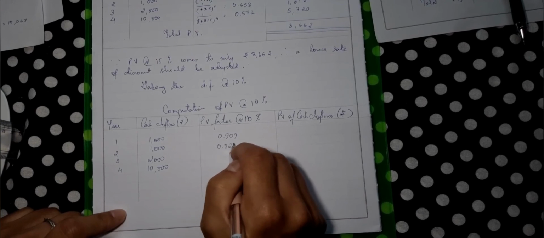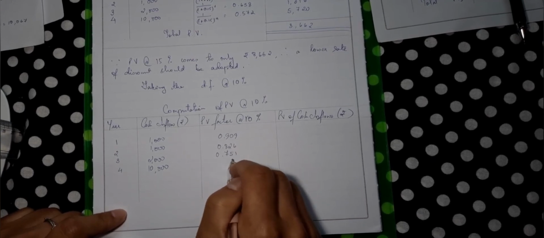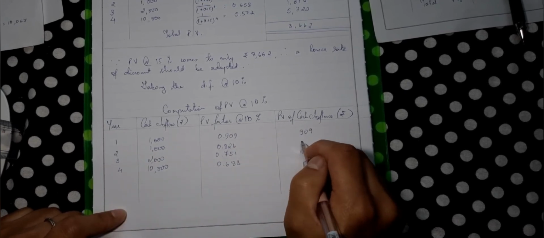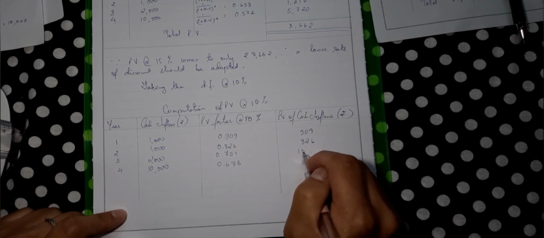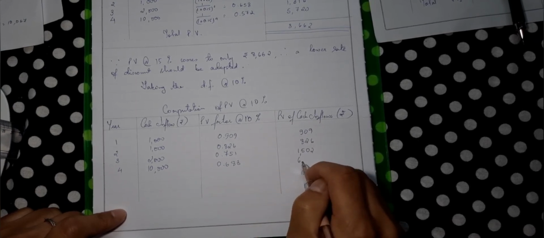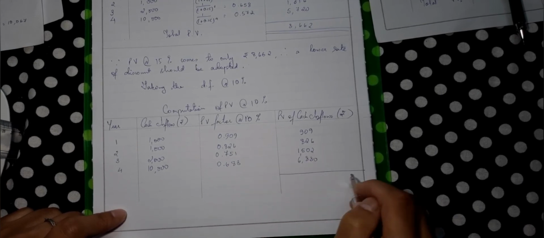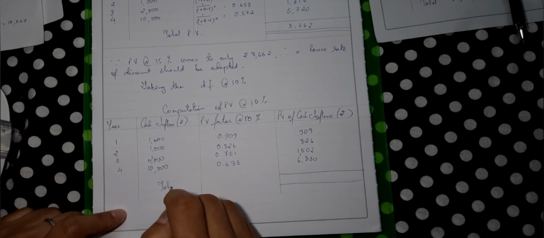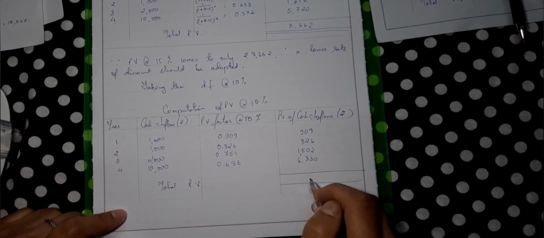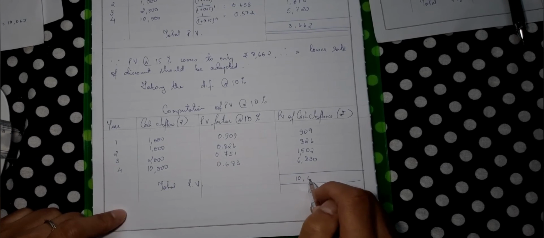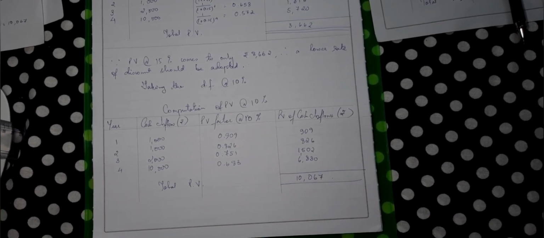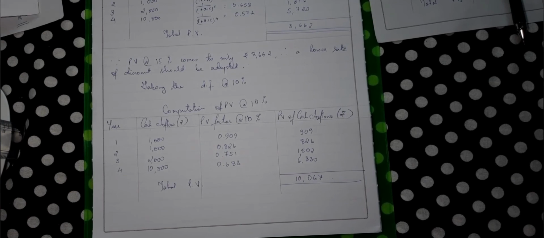And 0.826, 0.751, and 0.683. I'll immediately go to these calculations. 909, 826, 1,502, and for the last year, 6,830. So if you close this, your total present value, sum of all this should amount to rupees 10,067. Okay, so at the rate of 10%, it is amounting to rupees 10,067. Now, the present value comes to rupees 10,000, which is more or less equal to the initial investment.